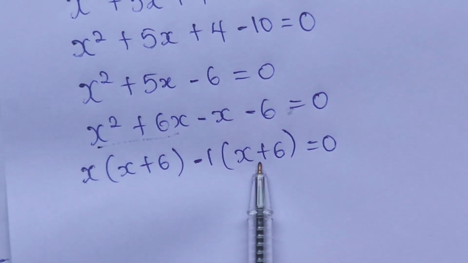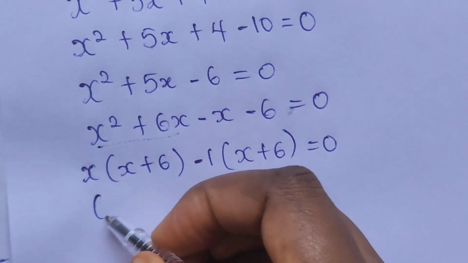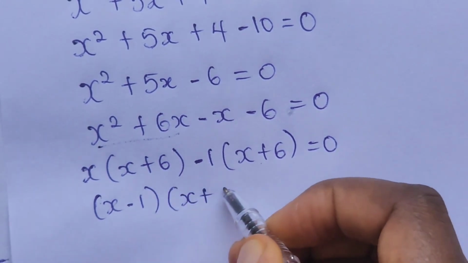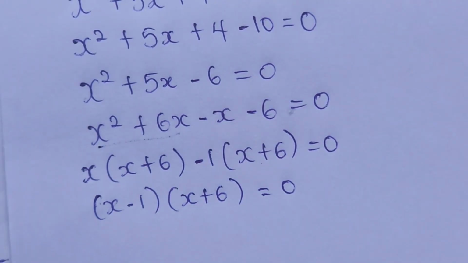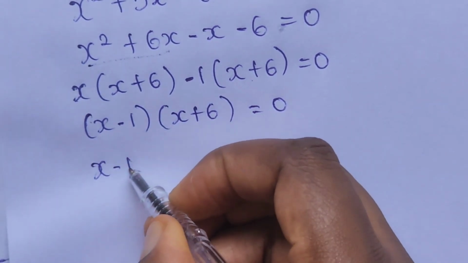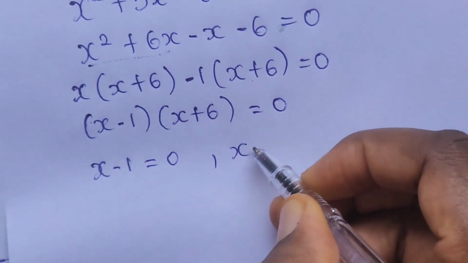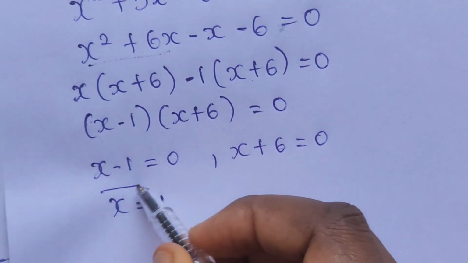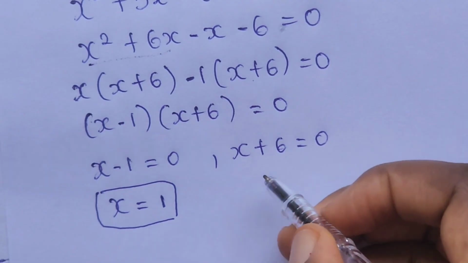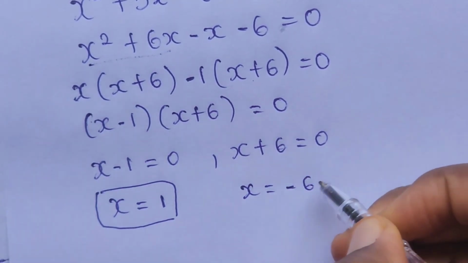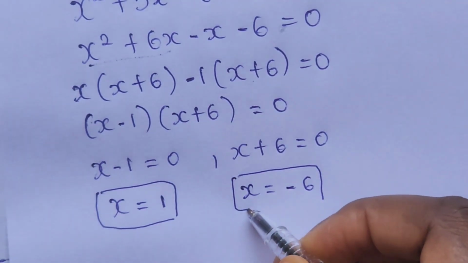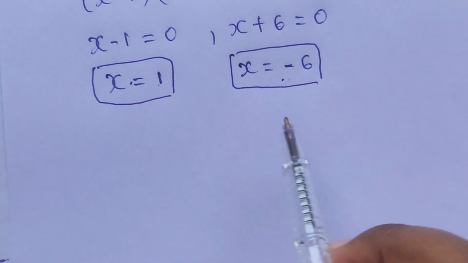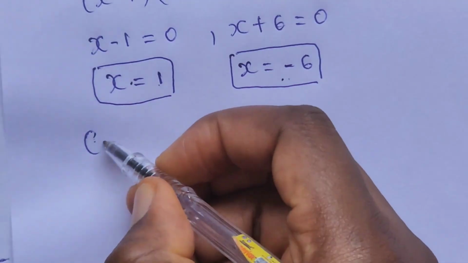The values in the bracket look alike. So let's pick the first one, x minus 1, and we'll take one of these, x plus 6, to be equal to 0. So here x minus 1 is equal to 0 and x plus 6 is equal to 0. So we have x equal to 1 and we have x equal to minus 6. We've gotten two values of x, 1 and minus 6. So let's continue for case 2.